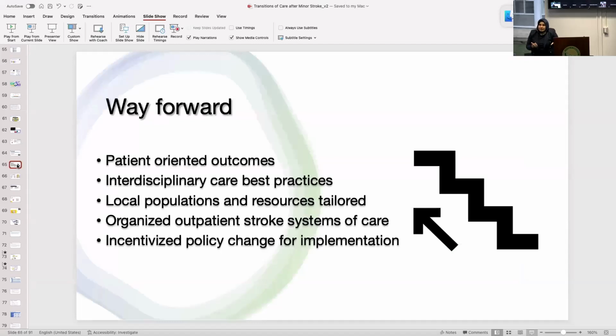Way forward: patient-oriented outcomes, yes, because they're patient-centric. They may not be perfect, but that is what we have for now. And perhaps for behavioral mechanistic targets, that is how you get at it. They're still under development for a lot of different reasons. There is the SOBC, a website that you can access. It has different behavioral mechanistic surveys and it goes through different targets as well. So maybe worth looking into interdisciplinary care best practices, local populations, really tailoring it to the resources at hand, and then incentivizing policy change for implementation long term.